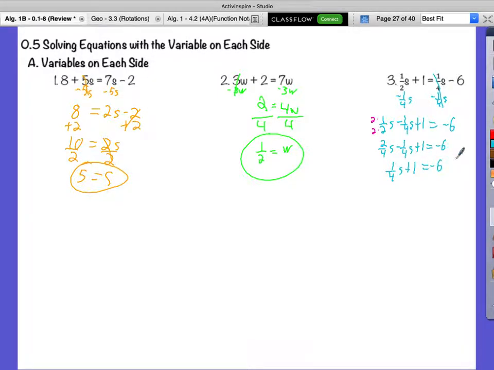From here, I want you guys to finish solving it. If you haven't written this part yet, go ahead and do that, please. And then finish it off.